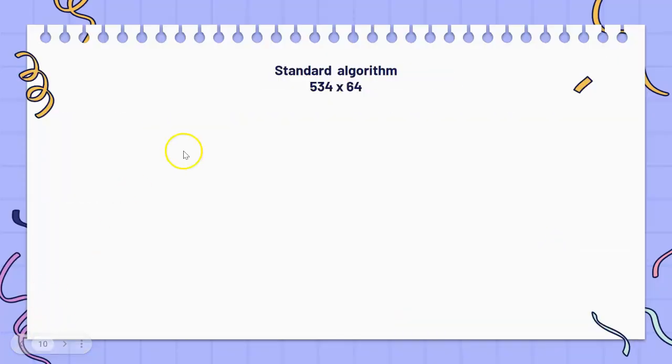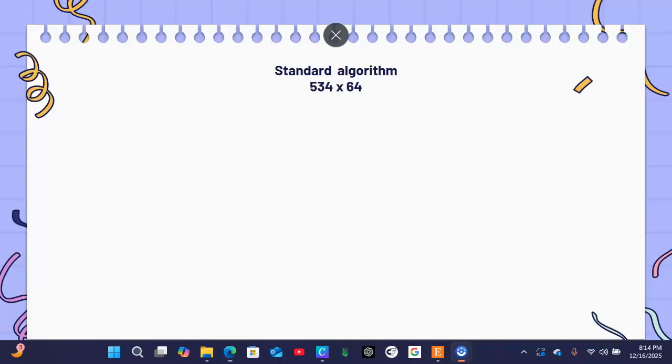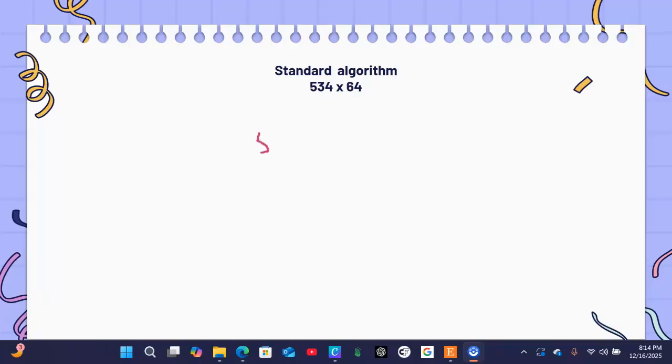Okay, I'm actually going to do one more, and that's the regular standard algorithm. All right, and we'll write 534 times 64. 4 times 4 equals 16. We make a brand new group of 10. 3 times 4 equals 12, plus that new one, so that would be 13. We'll make a brand new group of 100. And 5 times 4 equals 20, plus 1 equals 21.